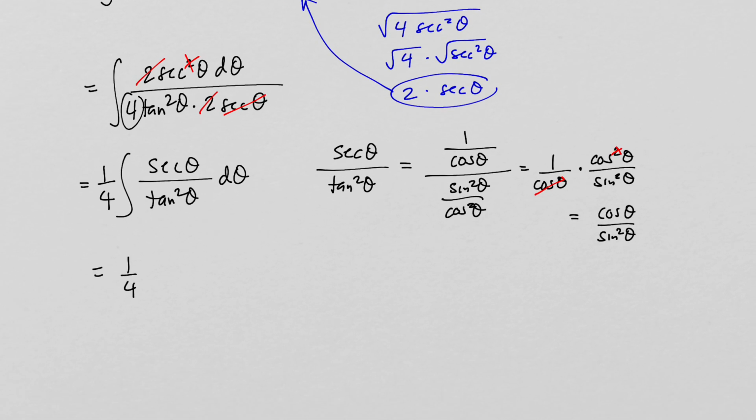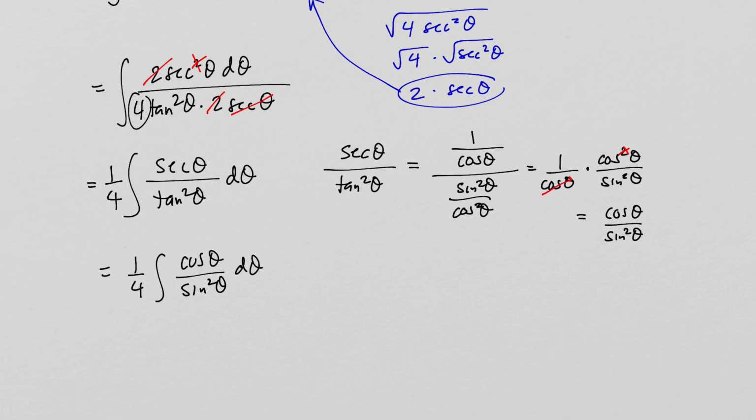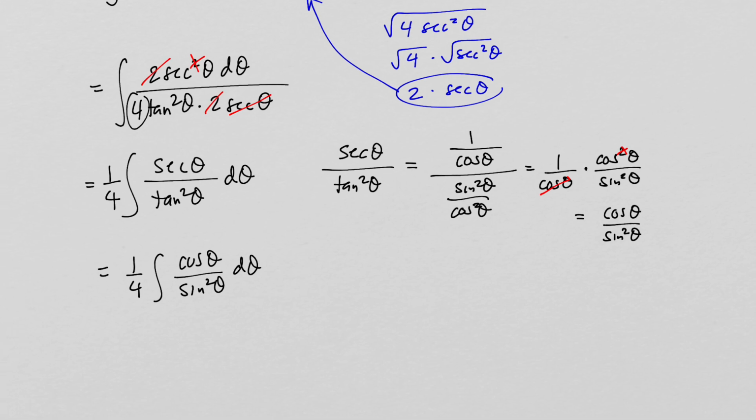And I don't know about you, but I always prefer to have sines and cosines instead of secants and tangents. They just seem to be easier to deal with. And this is no exception here. Now, all we have to do to finish this is make a u substitution. I'm going to let u equal sine of theta. Du will be cosine of theta d theta.